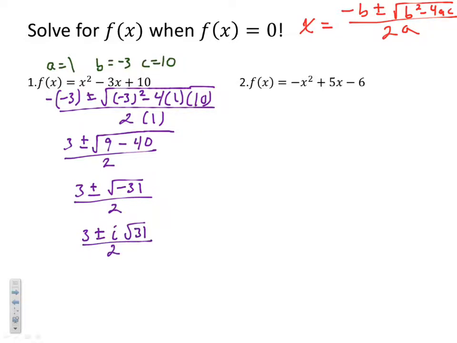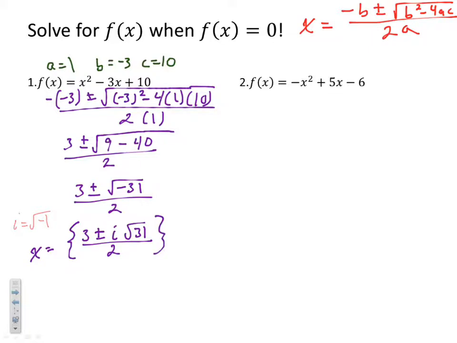Remember, guys, that i is equal to the square root of negative 1. So the square root is still there. We just use i to represent it. Okay? And so my solution is x equals this set of answers.